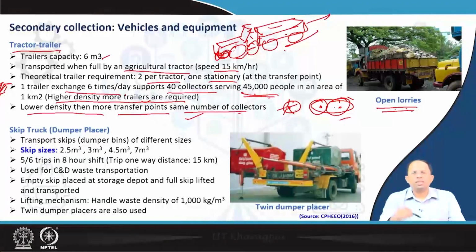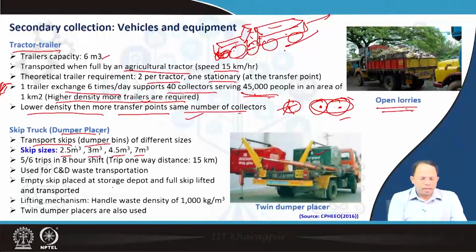Earlier we used to see this kind of vehicles, but now we see other kinds, like the skip trucks or dumper placers we have discussed. We have garbage bins at different locations, at secondary storage or community bins. These skip trucks transport the skips, which are nothing but dumper bins of different sizes. The skip sizes could be 2.5 meter cube, 3 meter cube, 4.5 meter cube, 7 meter cube. Accordingly, the vehicle sizes will also vary. Usually this kind of truck can make 5 to 6 trips in an 8-hour shift, provided the one-way trip distance is around 15 kilometers.